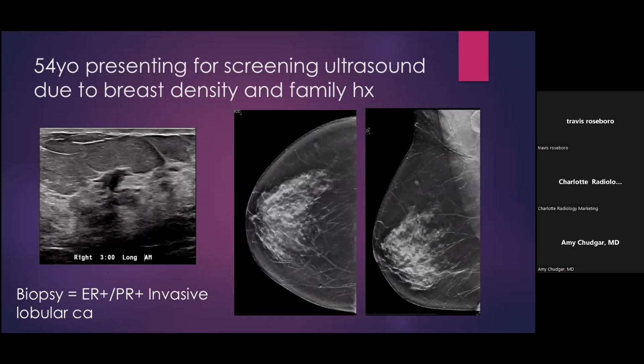So this is an example from our institution. This was a 54-year-old patient. She was having screening ultrasounds because of her breast density and because she had a strong family history. So she had a mammogram done 6 months prior, which was negative. And when she had her screening ultrasound, this incidental irregular hypoechoic mass was noted at the 3 o'clock region. She did undergo a biopsy, and this was an ER/PR positive invasive lobular carcinoma.